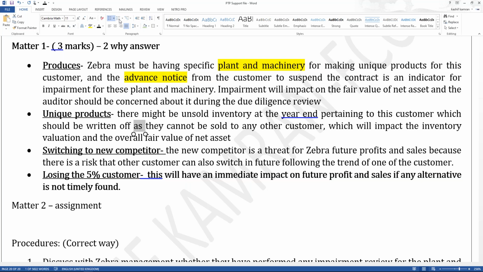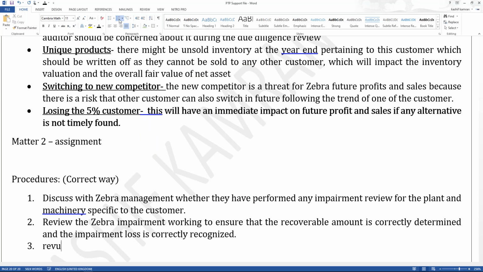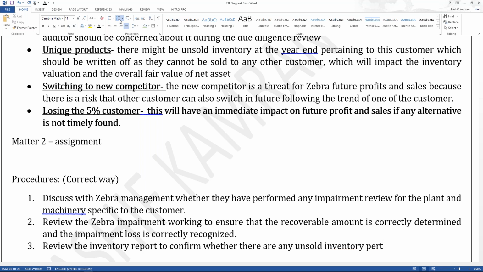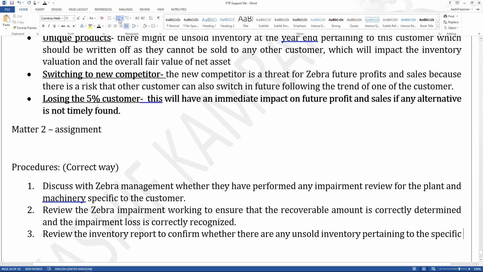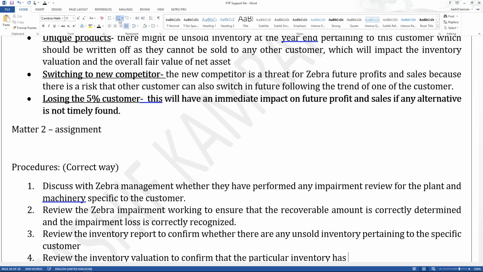Okay, number 2, unique products. Should I review the inventory valuation or should I review the inventory report to confirm whether there are any unsold inventory pertaining to the specific customer? So should I look at the reports of the inventory which management prepares on a monthly basis to confirm whether there are any unsold inventory pertaining to the specific customer? And should I then review the inventory valuation to confirm that the particular inventory has been written down or has been written off?